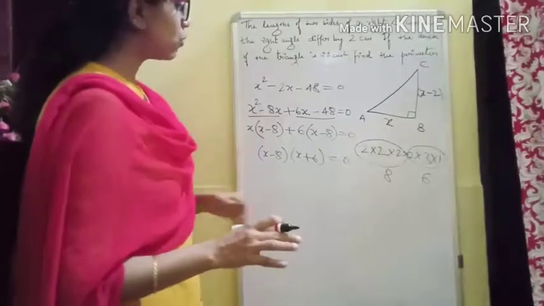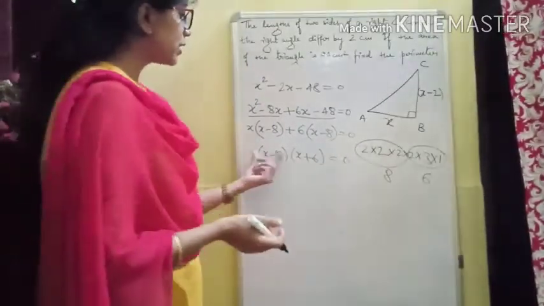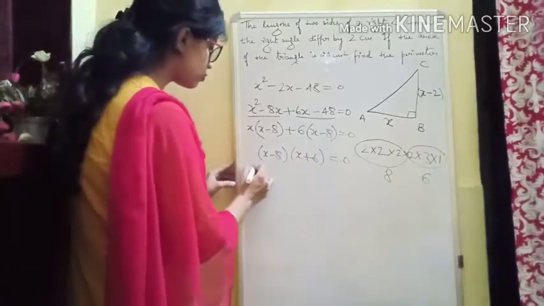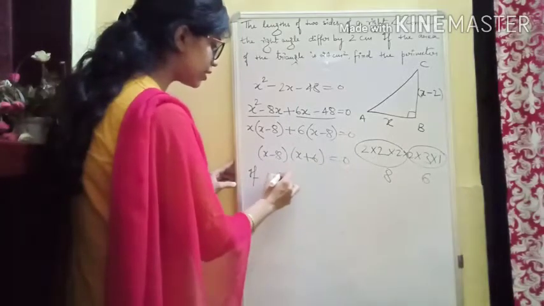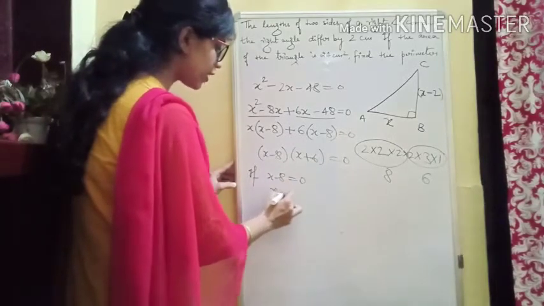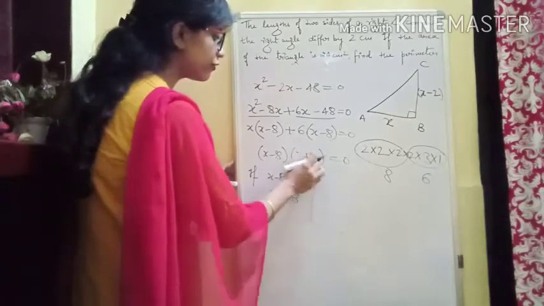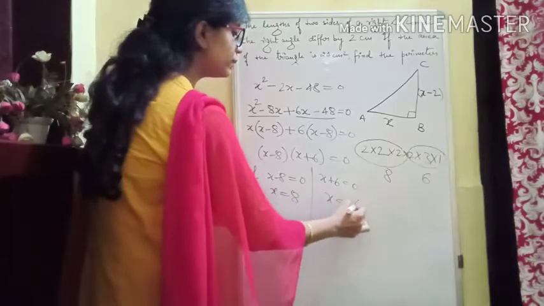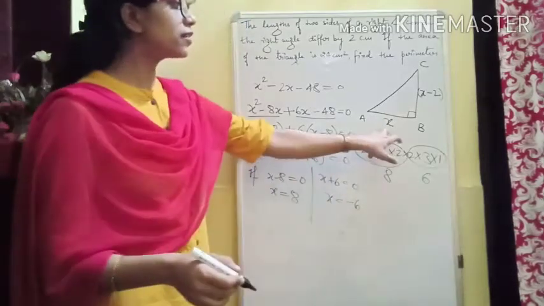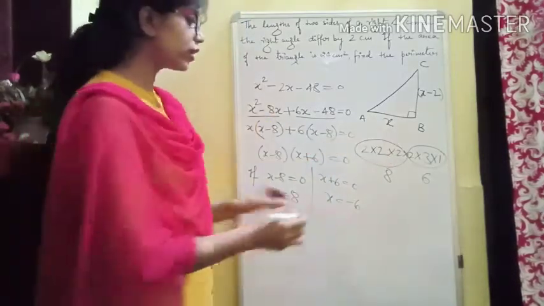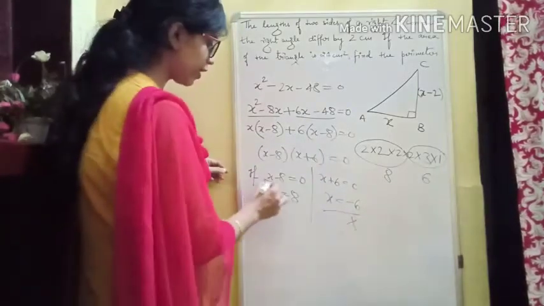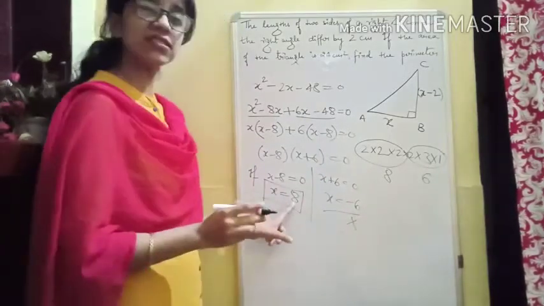Now, I think you all are aware of zero product rule. Either this bracket will be 0 or this bracket will be 0. So, if x minus 8 is 0, the value of x will come 8. If x plus 6 is 0, the value of x will come minus 6. x is the length of the side, so we cannot take this minus value. So we discard this value and we take the value of x as plus 8.